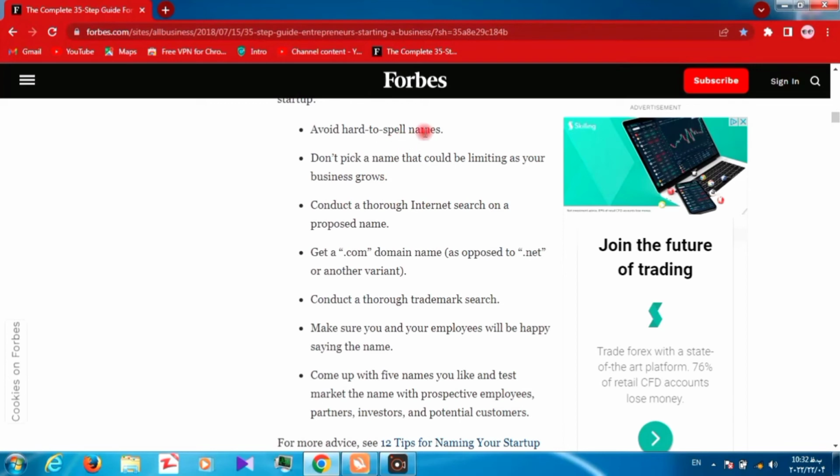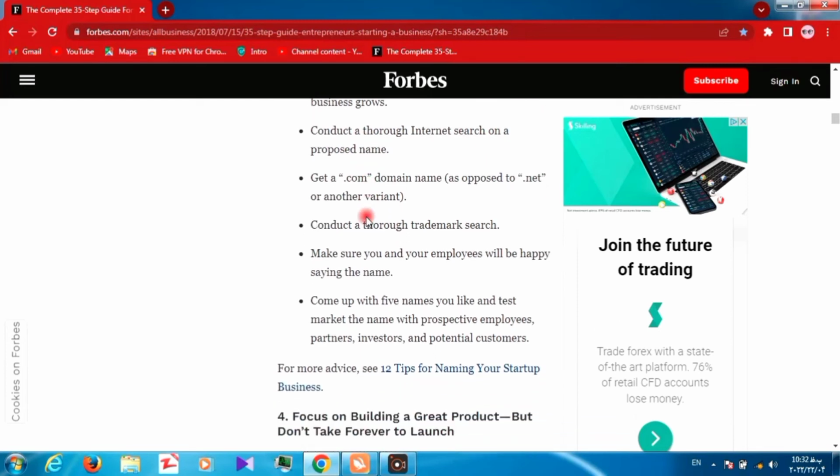Avoid hard to spell names. They shouldn't be hard to spell. Don't pick a name that could be limiting as your business grows, so the name shouldn't be limited. Conduct a thorough internet search on a proposed name. So if you have a proposed name, you should search for that name on the internet. Get a .com domain name as opposed to .net or another variant. So after the name, there should be a .com.